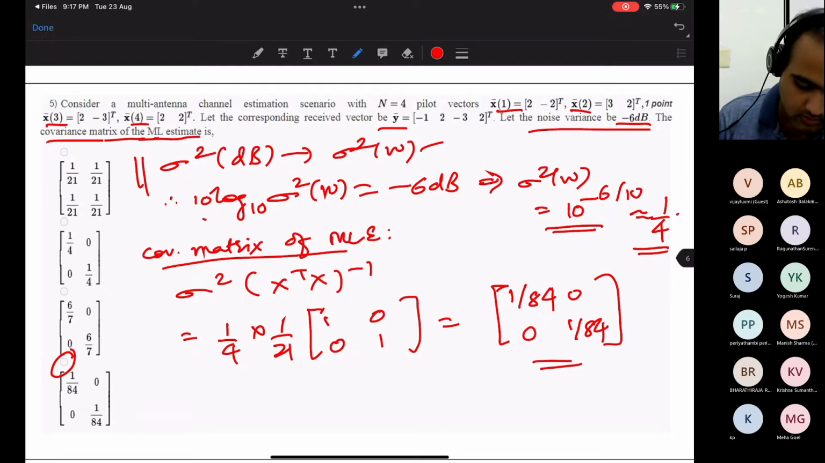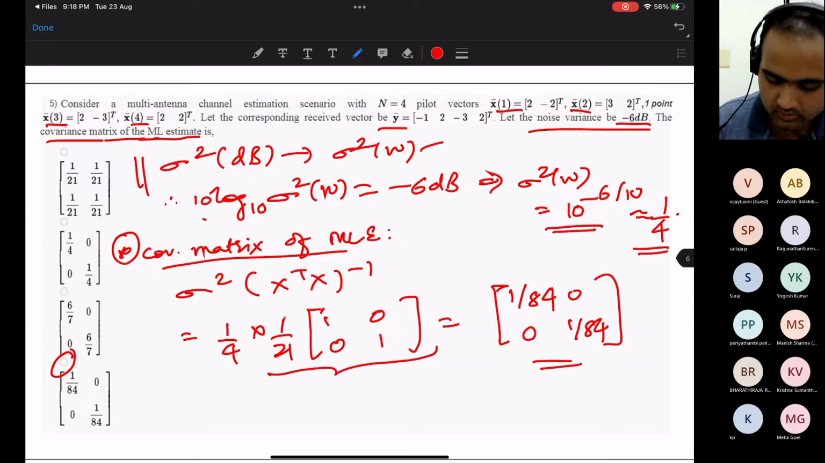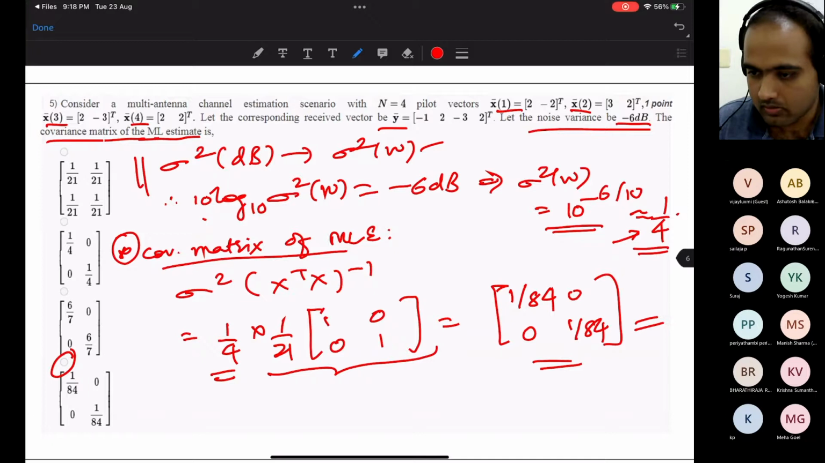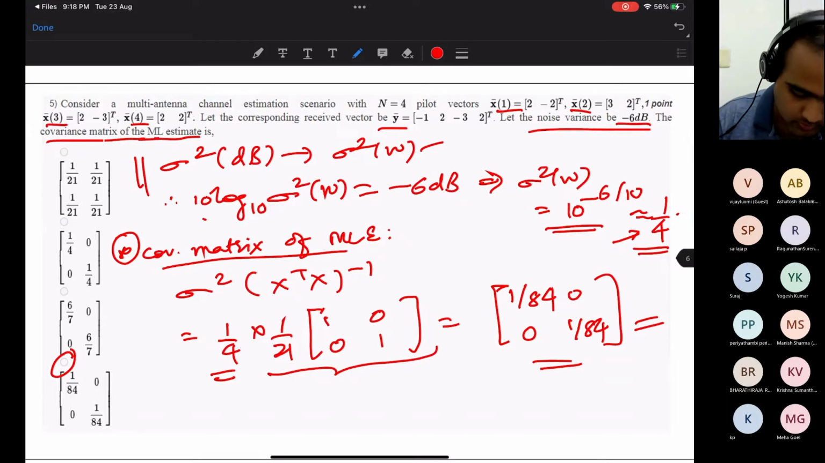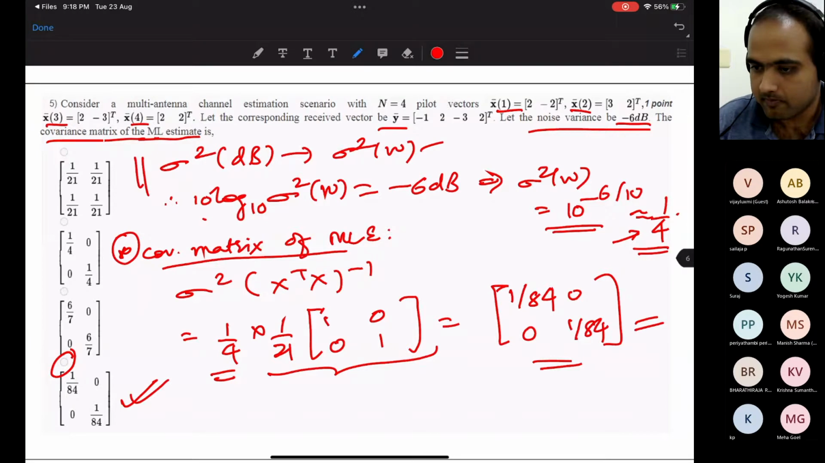So what are we asked? We are asked to compute the covariance matrix of the MLE. What is the covariance matrix? As we saw in the derivation, this is sigma square into X transpose X inverse. X transpose X inverse was 1 by 21, 1001. And sigma square is 1 by 4. So 1 by 4 times this is 1 by 84, 0, 0, 1 by 84. So option D is the right answer. Any doubts?